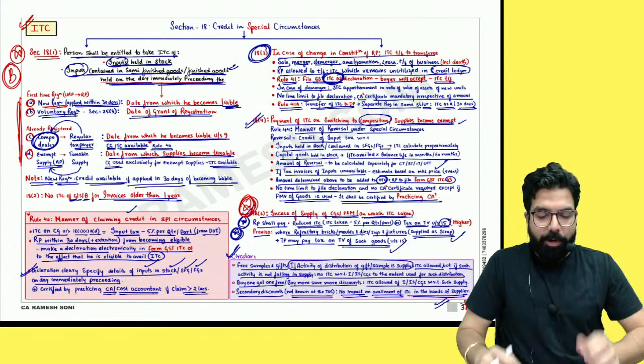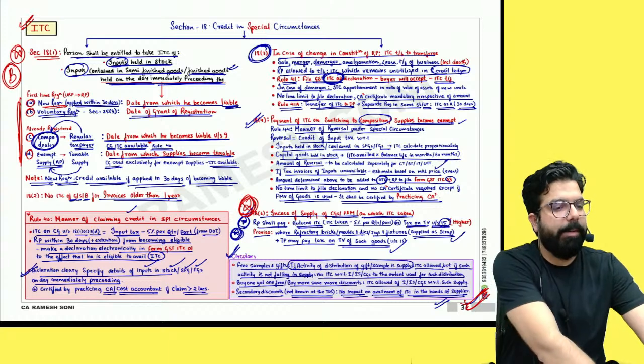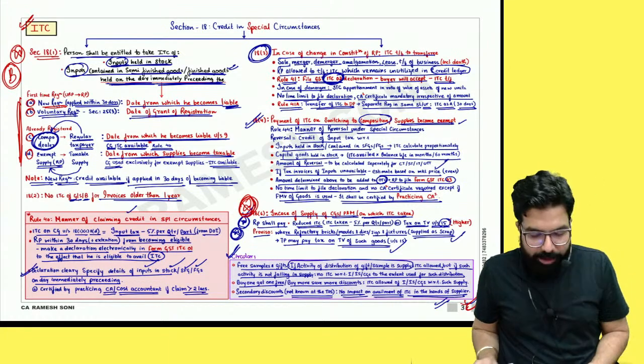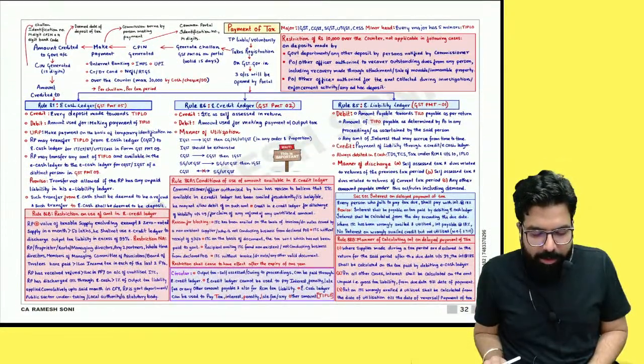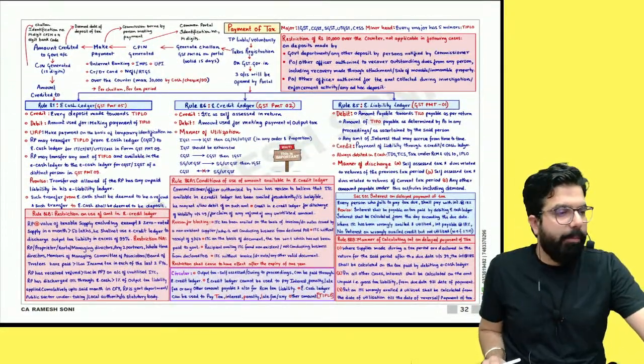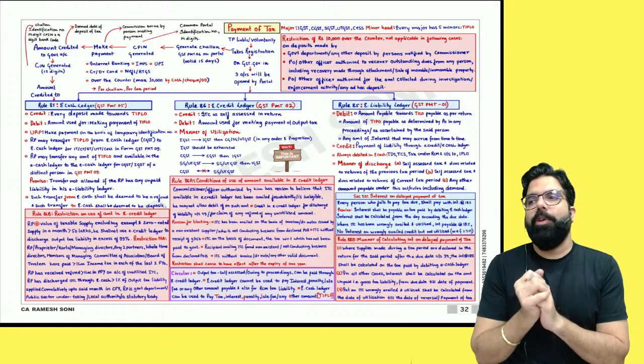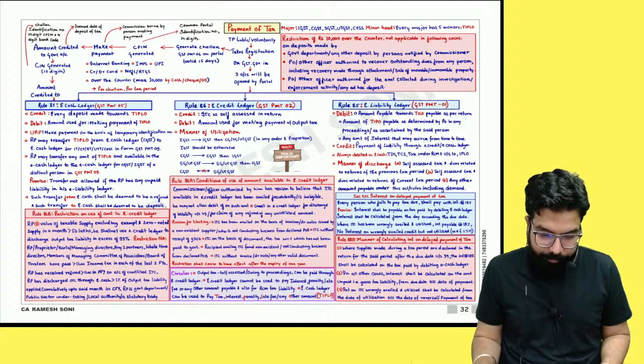Chalo, we'll be going ahead and now starting with the next chapter. Please come to your chart book, everyone. The next chapter is payment of tax. Payment of taxes.